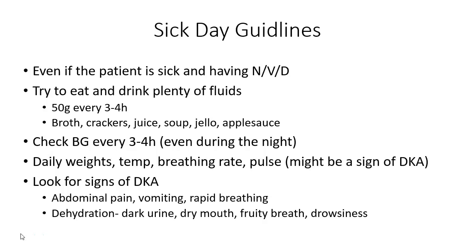DKA, we already know, is blood sugar higher than 300. Once they get to that point, the diabetic ketoacidosis is taking over control. They will have signs of abdominal pain, vomiting, and rapid breathing. The more fluids they lose, the more dehydrated they become, which makes their urine dark. They get the dry mouth, the fruity breath, and the drowsiness, because at this point they have too much sugar and not enough fluid, and they just need to get help.